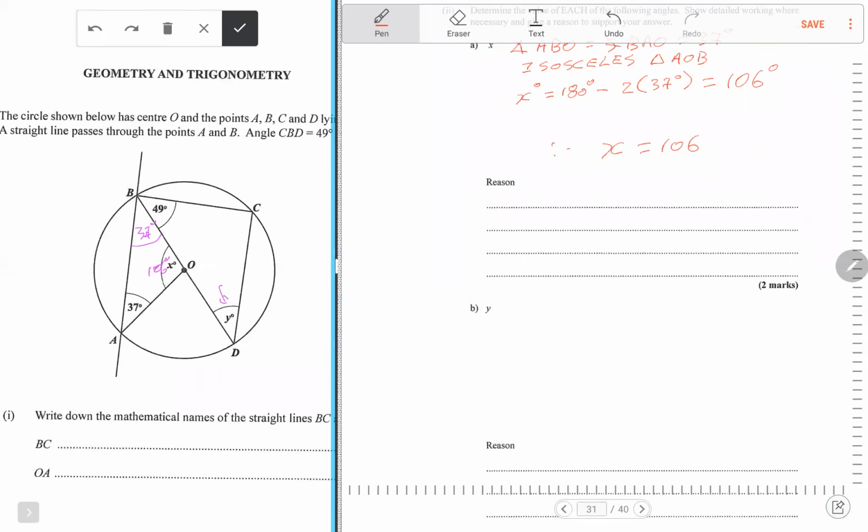Now that angle is inside this triangle, which is a right angle triangle. Now why is this a right angle triangle? Because the angle up here is 90 degrees. The angle up here is 90 degrees because it is subtended by a diameter. Angle subtended by a diameter is 90 degrees. All right, and then total angle in triangle is 180. So that's the premise on which we can find the Y.